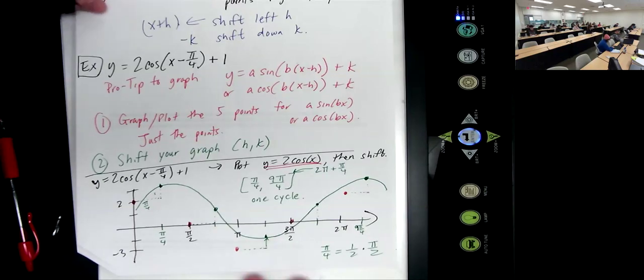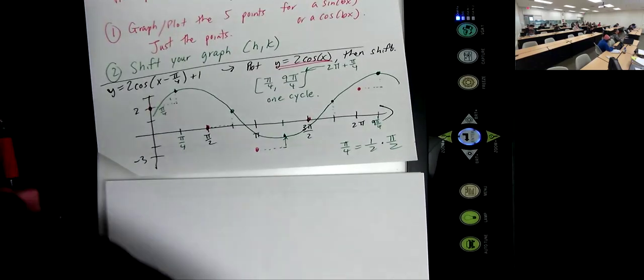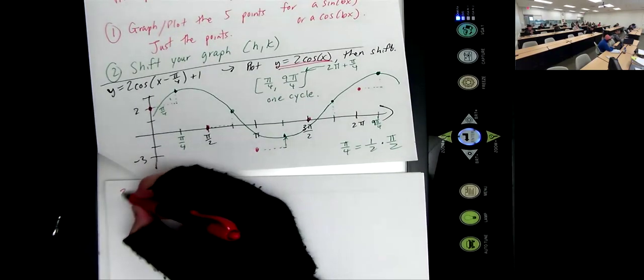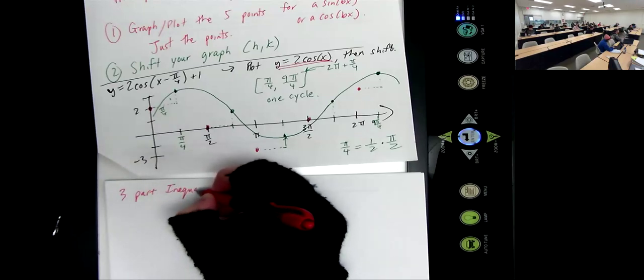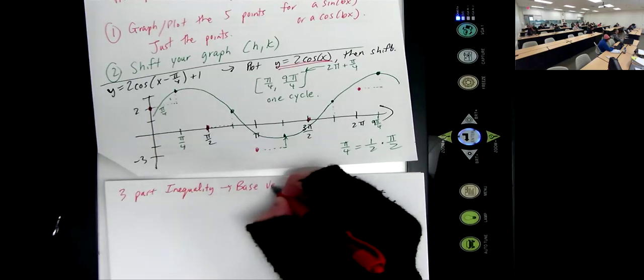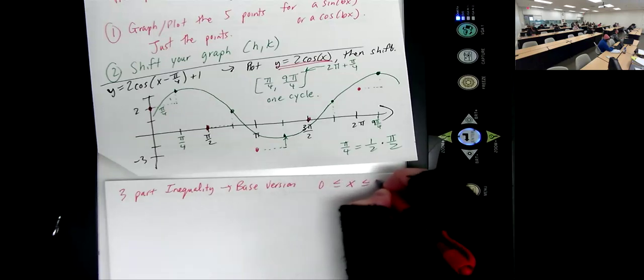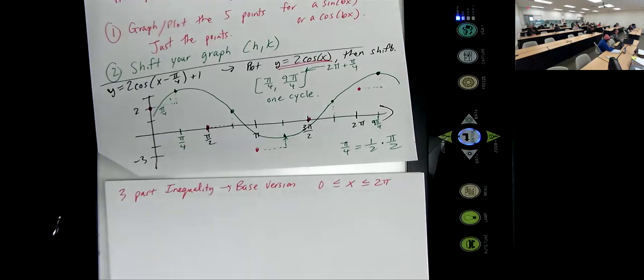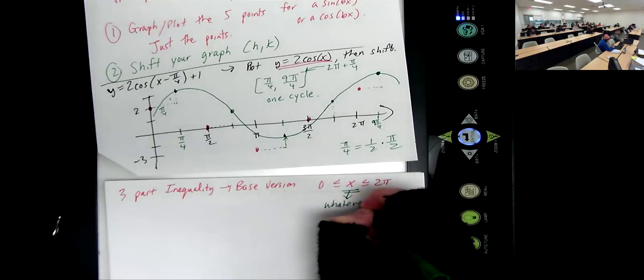Victor was asking about the inequality. We did the 3-part inequality. The base version is 0 is less than or equal to x, which is less than or equal to 2 pi. But this is whatever's in the parentheses.